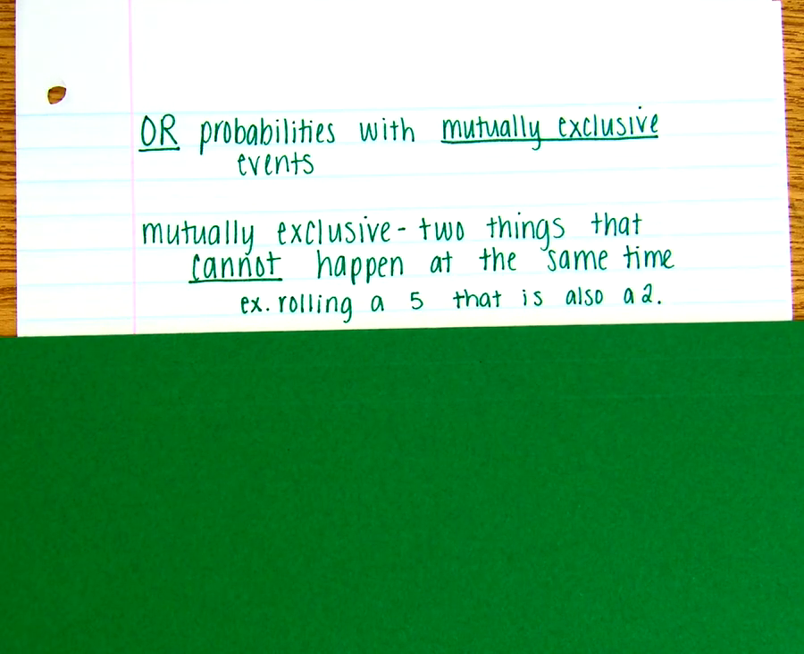An example of mutually exclusive events could be rolling a 5 that is also a 2. If you're rolling a dice, you could either roll a 5 or a 2. There's no such thing as rolling a 5 and a 2 at the same time. Or picking up a red card that is also a black card. That could be another example.